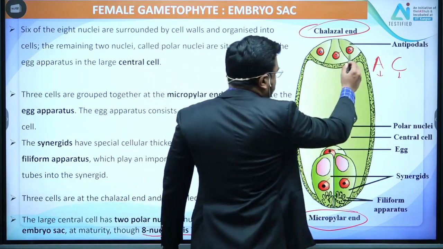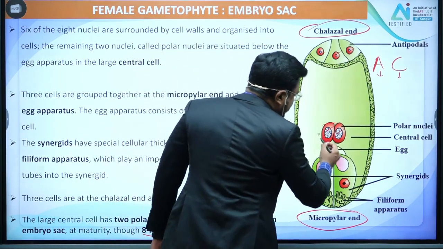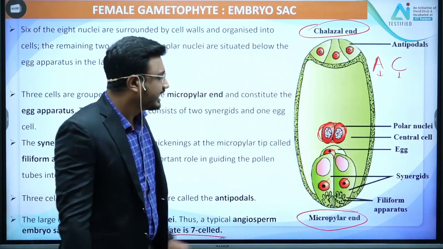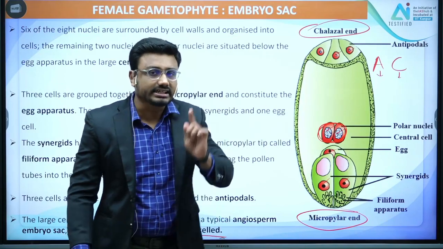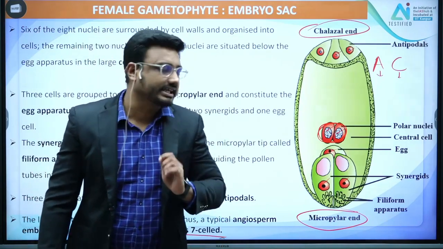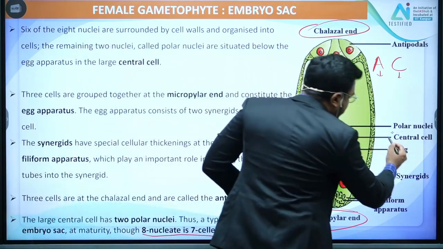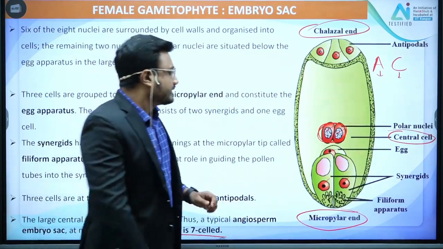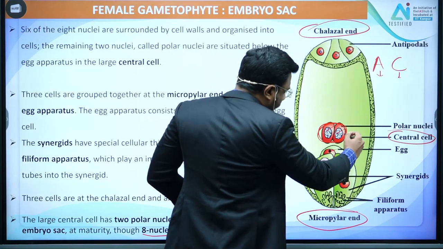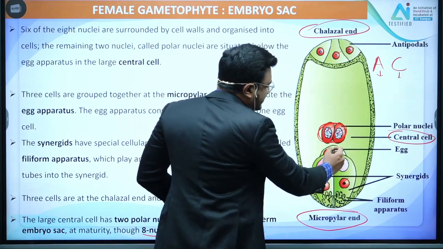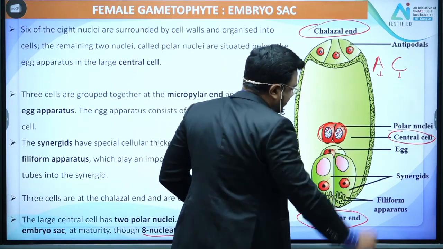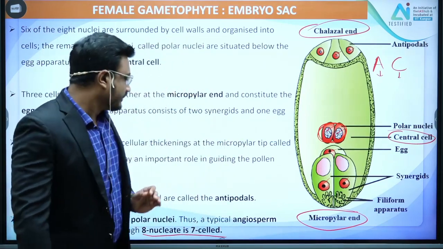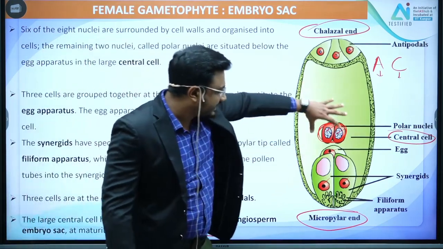So 1, 2, 3, we have 3 cells here. Now the 2 nuclei that are present, known as the polar nuclei, are considered as a single cell. This single cell is known as the central cell, and it consists of the 2 nuclei. So till here we have 4 cells, and this is the 5th, 6th and 7th cell. That is why it is known as 8 nucleate and 7 celled, because the central cell consists of the 2 nuclei.